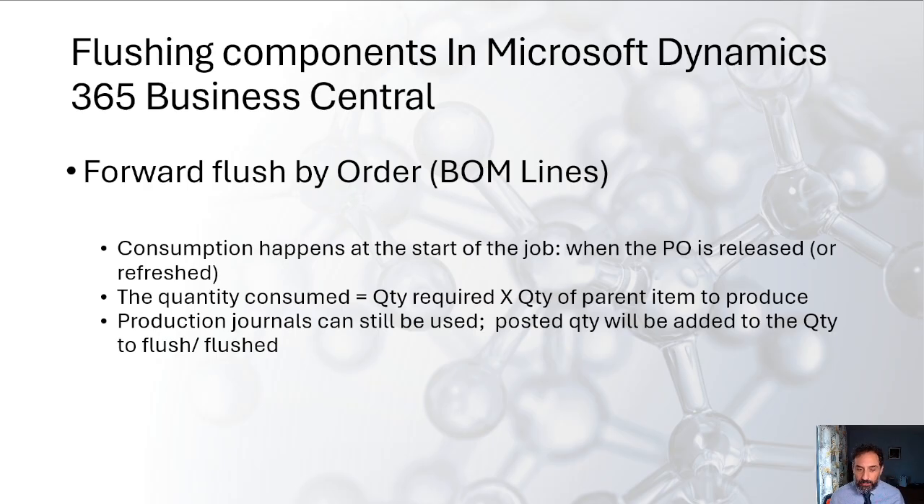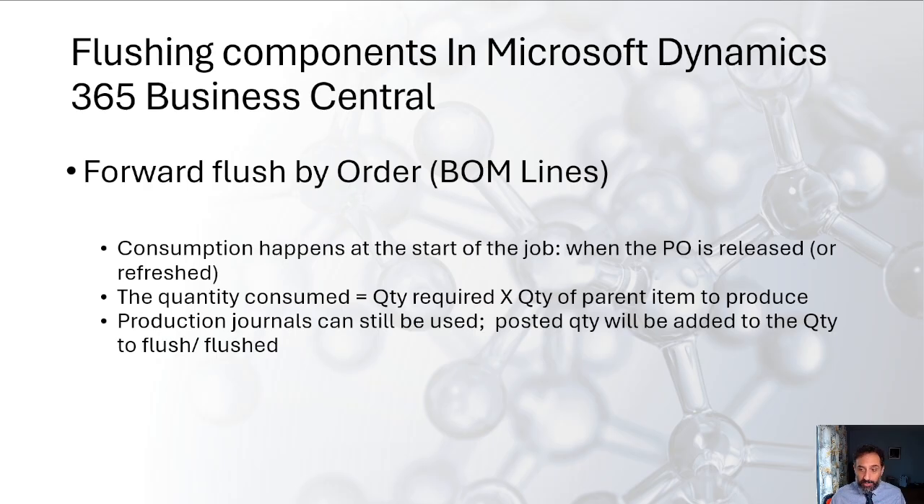In this case, it's really about the bill of material lines. It's not really the entire order, because each component might have a different flushing method. So we use forward flush by order on the BOM lines to consume components at the start of the job. And this is an important differentiation between forward flushing and backward flushing. Forward flush means consumption at the start of the job.